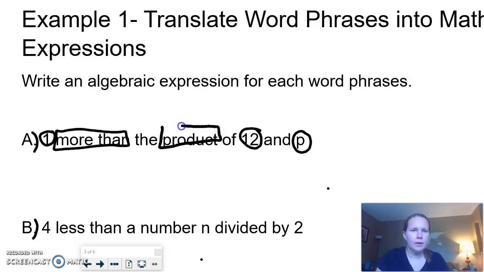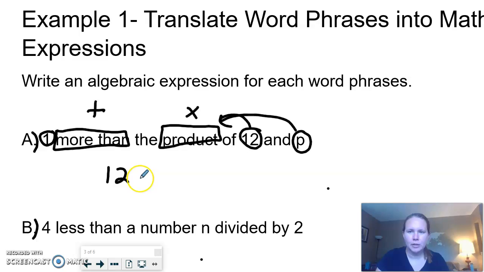Remember that "more than" is going to show me an operation of addition. "Product" shows me an operation of multiplication. So in this case, it says 1 more than the product of 12 and P. So this 12 and this P go with the product. So that means that I'm going to have 12P or 12 times P.